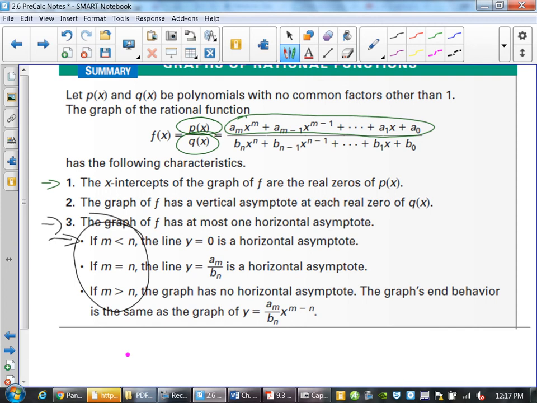Those are the 3 things you check. If the degree of the numerator is smaller than the degree of the denominator, or are the degrees the same? So the m is the top degree. In our example here, the m value was 1, the n value was 2. Degree of the top is 1, degree of the bottom is 2. Does that make sense? Yeah.